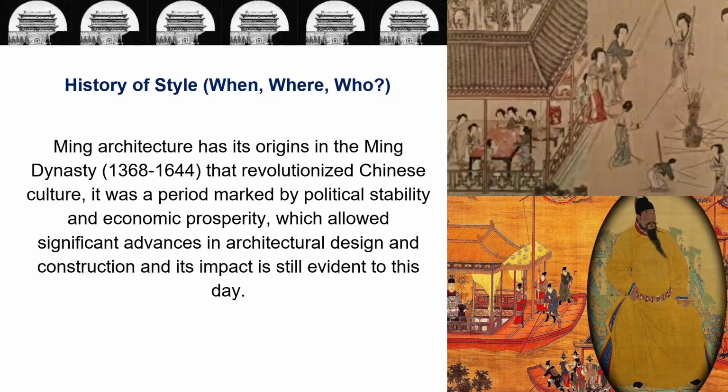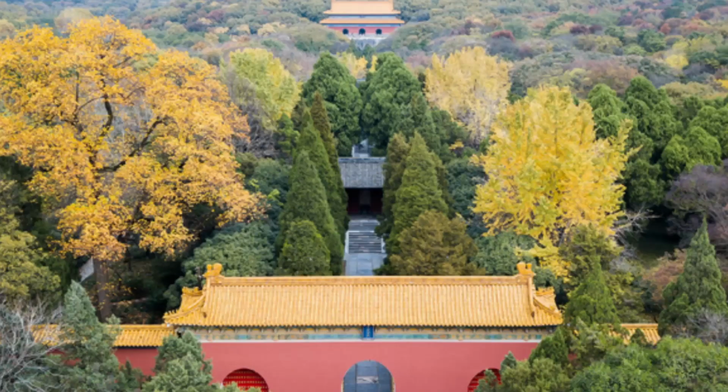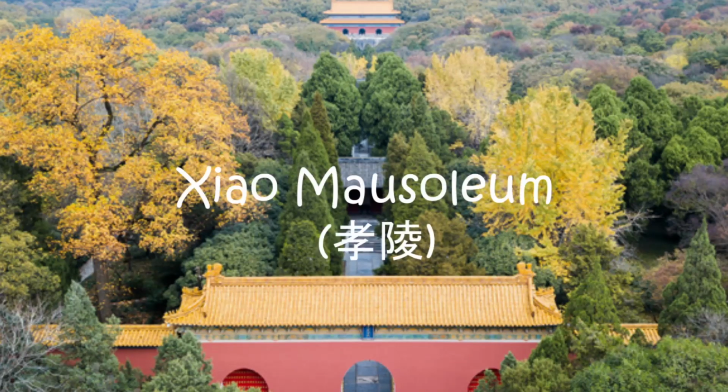The style was prominent all throughout China during the Ming Dynasty, particularly in major cities such as Beijing and Nanjing, the Forbidden City being a prime example of its popularity. The first major building built by the Ming Dynasty was the Mausoleum of Zhu Yuanzhang, now known as the Xiaoling Mausoleum.